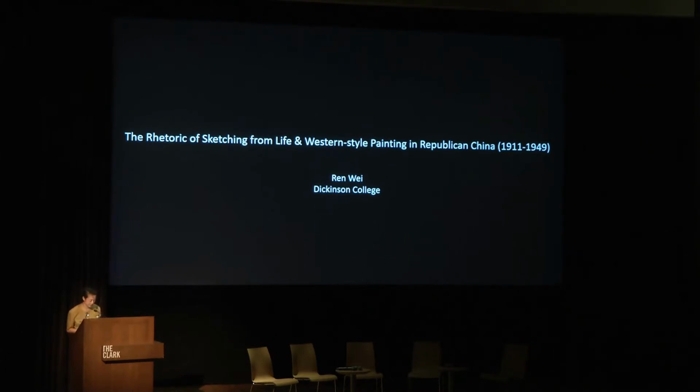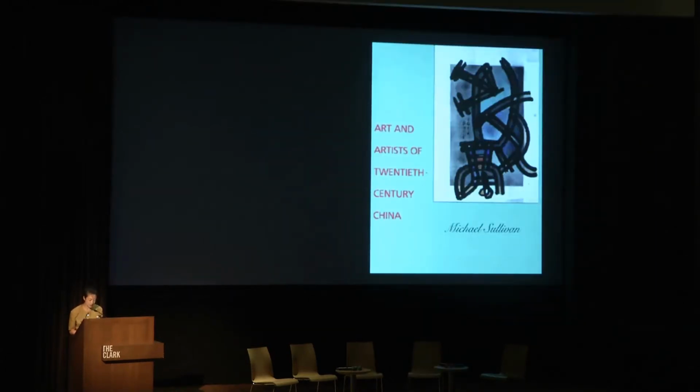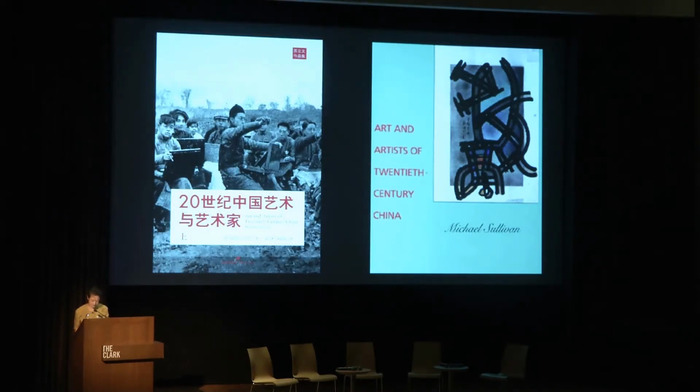What you see is a book cover of Michael Sullivan's Art and Artists of 20th Century China, published in 1996. I'm always puzzled by the book cover design because it's not an image that most art historians, Chinese art historians, would recognize. It's a painting by a Taiwanese artist in 1988. The book was subsequently translated into Chinese, and the cover image of the Chinese edition is a cropping of a 1980 photograph showing students sketching outdoors.